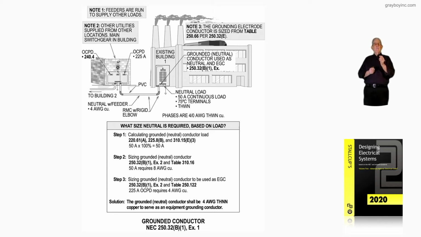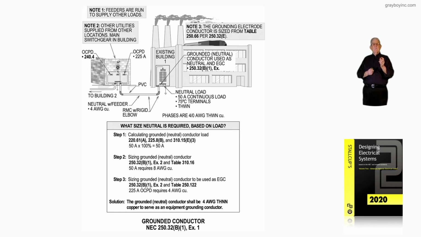Note 1, feeders are run to supply other loads. Note 2, other utilities supplied from other locations. And then number 3, the grounding electrode conductor is sized from table 250.66 as required in 250.32(E). Now notice in the call out information there's a number 4 neutral with a feeder.